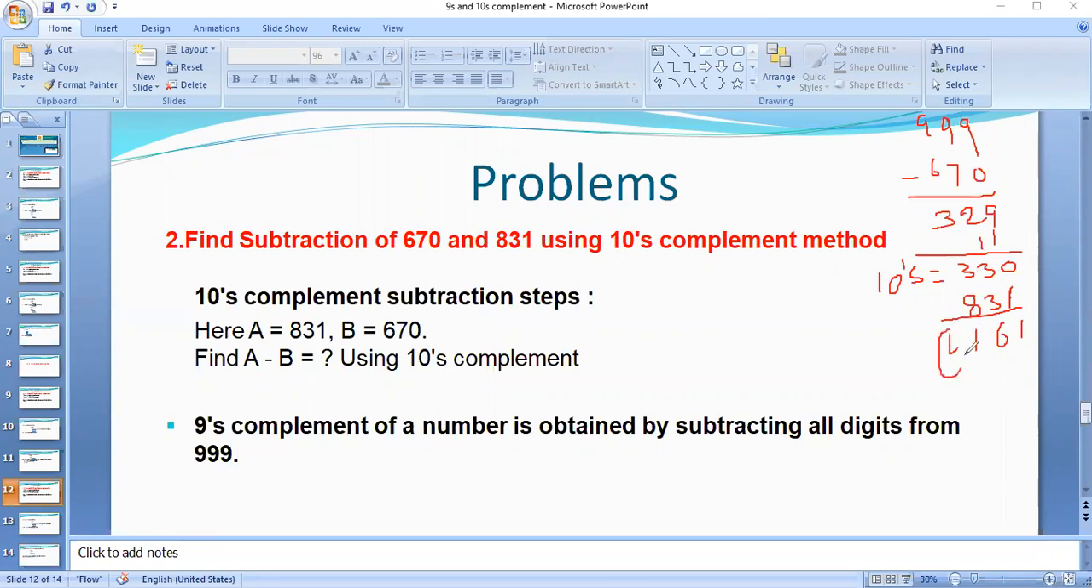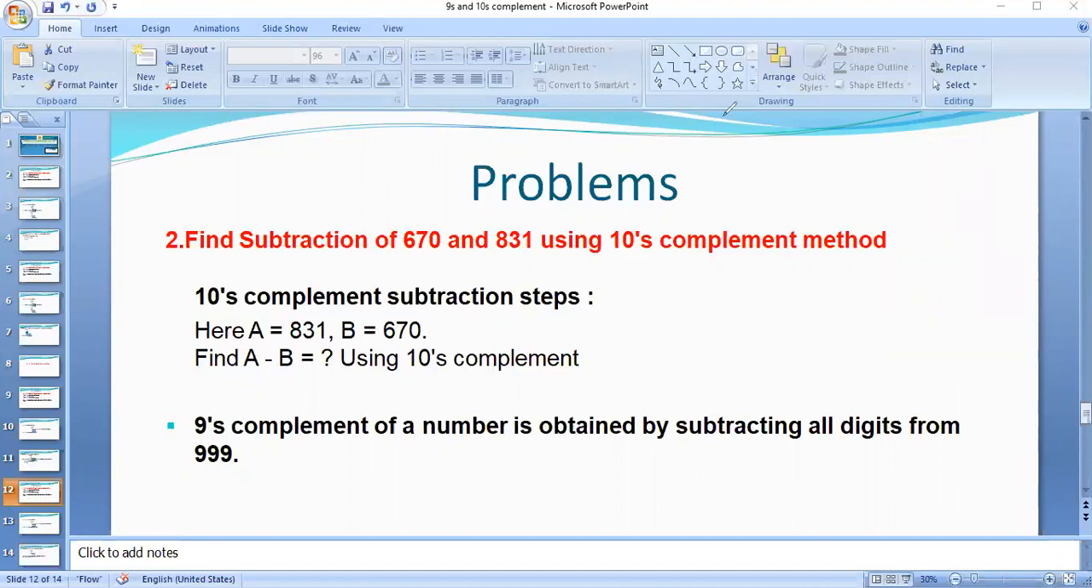Here you may observe we have an end carry in the result, which means that is the m greater than n condition. In the tens complement method, the R's complement procedure, we have to ignore that end carry and the remaining will be the answer. So what is the result? 161. So this is the m greater than n condition using the tens complement method of subtraction.